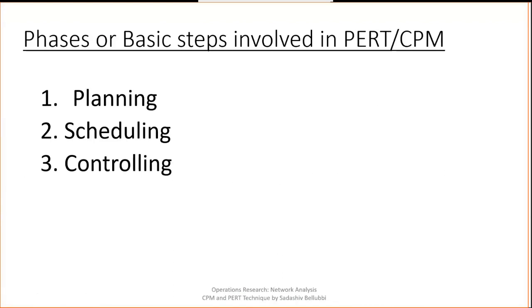Okay, then the first topic is the phases or the basic steps involved in the PERT or CPM technique. So what are the different phases? One is the planning, and next scheduling and the controlling. What is the planning? This planning phase involves the splitting of a huge project into several small projects. These smaller projects in turn are again divided into activities and thus analyzed. In addition, the cost and duration of each activity or project is determined.